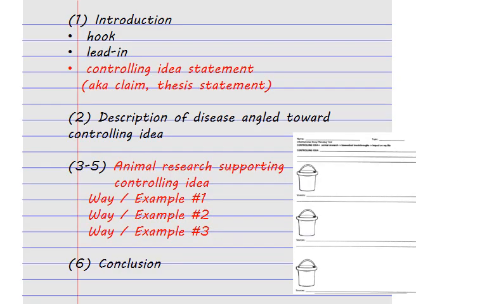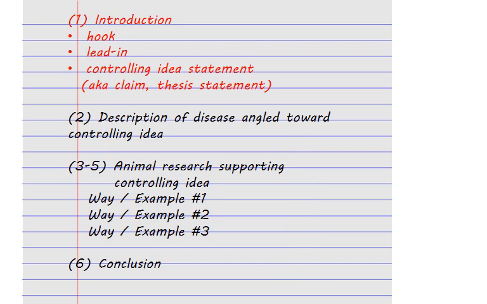Our essay is going to look like this. That went a little fast. Yesterday, we worked on bucketing or organizing our controlling idea and finding the 3 paragraphs or the topics for each paragraph of animal research that was going to support our controlling idea. Today, we're going to work on the introduction with the hook, the lead-in, and the controlling idea statement.